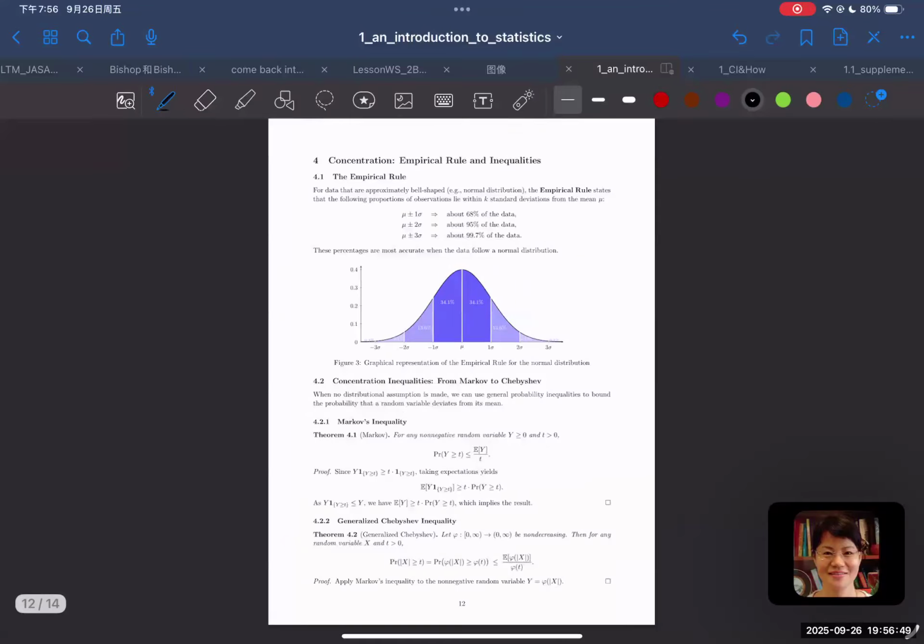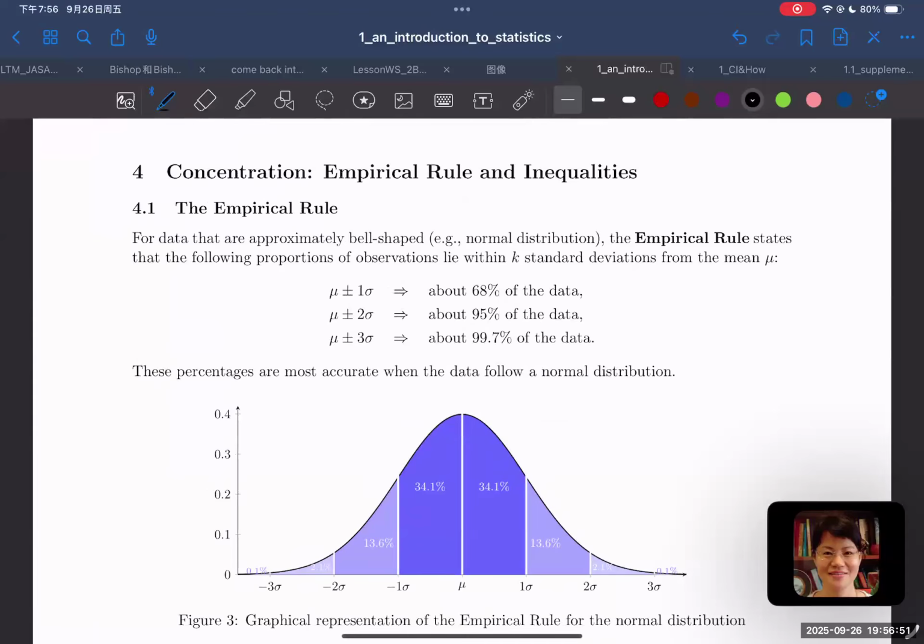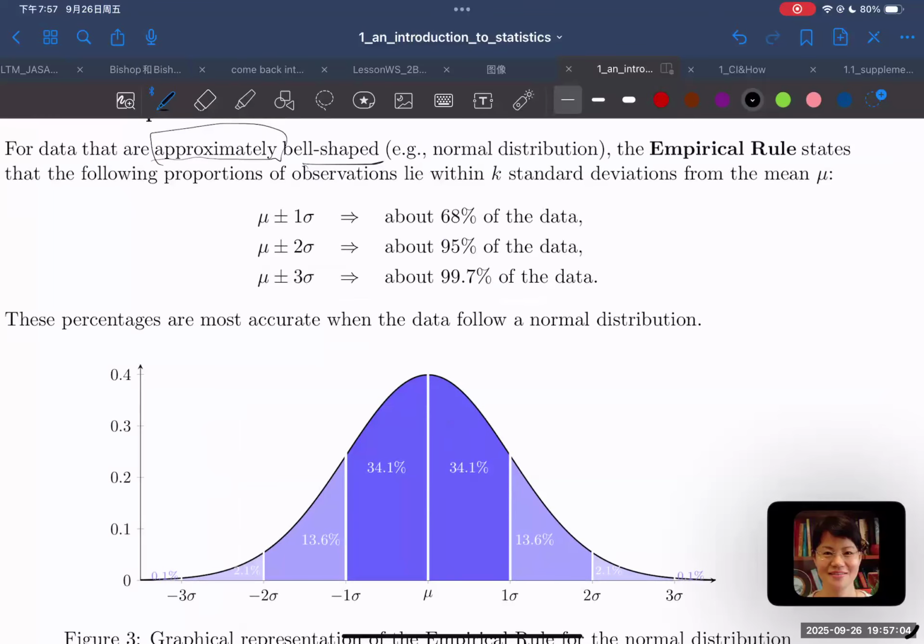Okay, so next one, finally, we introduce the empirical rule and the inequalities. For the empirical rule, attention here, it is for data that's approximately bell-shaped. When we mention bell shape, it is symmetric. For normal distribution, it is bell-shaped. The empirical rule states the following proportions of observations lie within k standard deviations from the mean value.